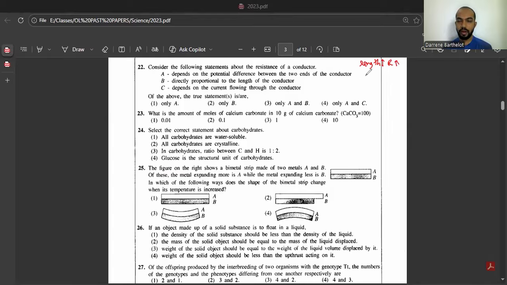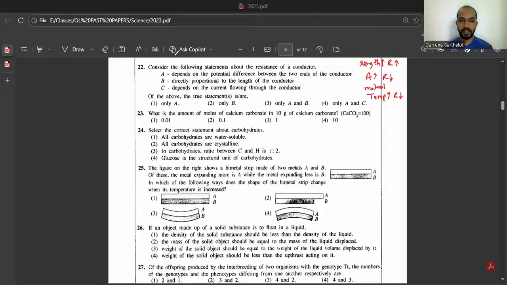If you increase the cross-sectional area, then resistance will be decreasing. And the other factor which affects resistance is the material of the conductor. If it is made up of nichrome-like material, then resistance is high. If it is made up of copper, then resistance is low. The other thing which affects resistance of a conductor is temperature. When temperature increases, resistance will be decreasing.